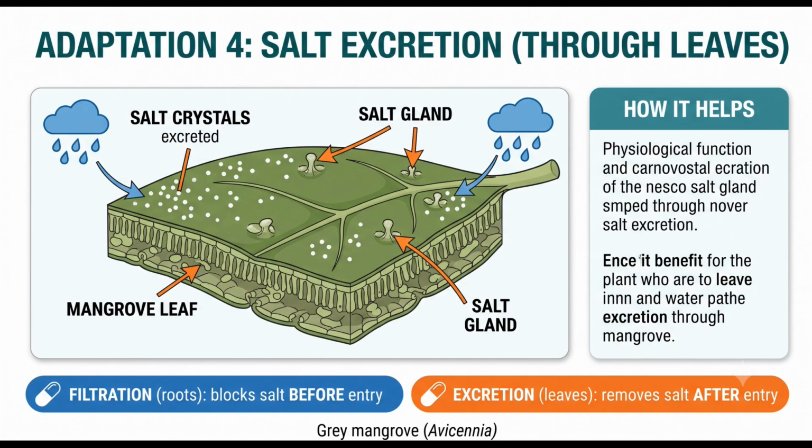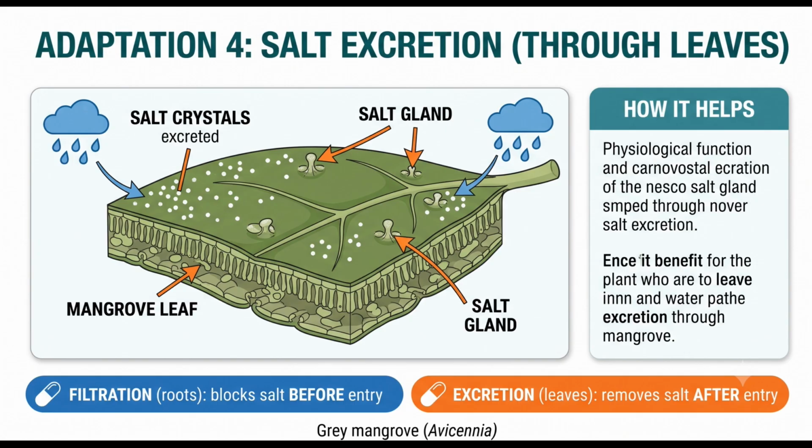Adaptation 4. Salt excretion through the leaves. This is the plant's second strategy for dealing with salt. And notice, it works at a completely different location and at a completely different stage. Specialized salt glands on the surface of the leaves actively pump excess salt out of the plant.